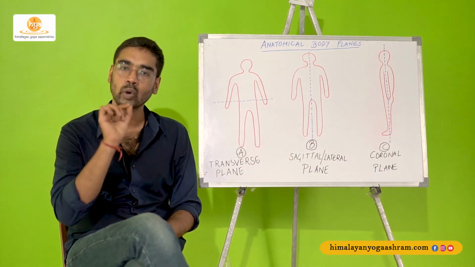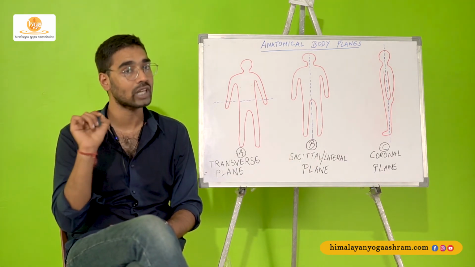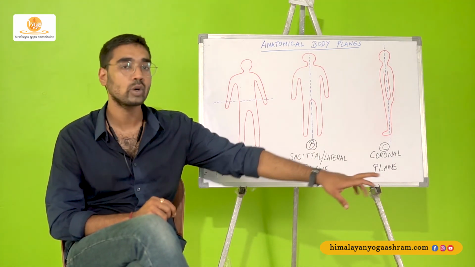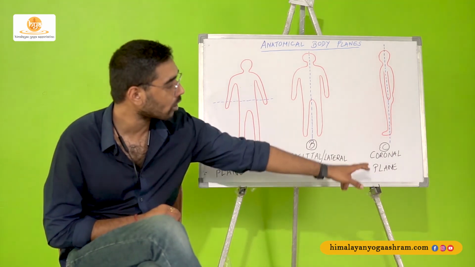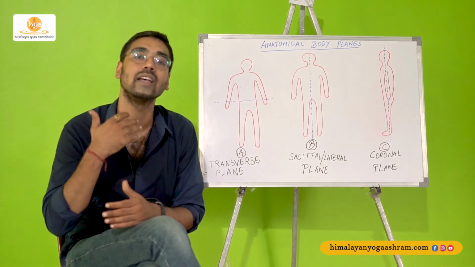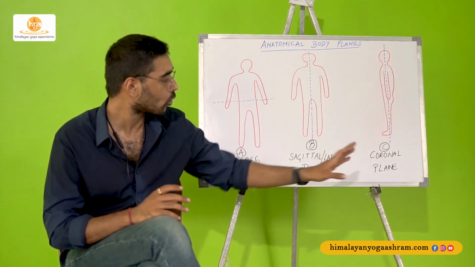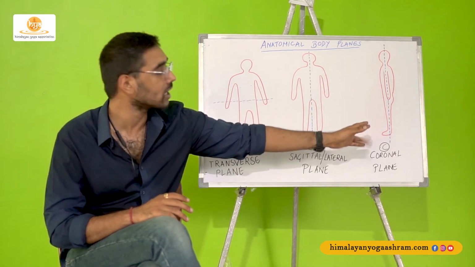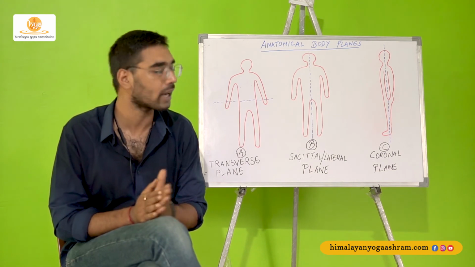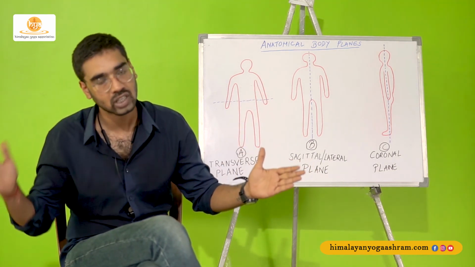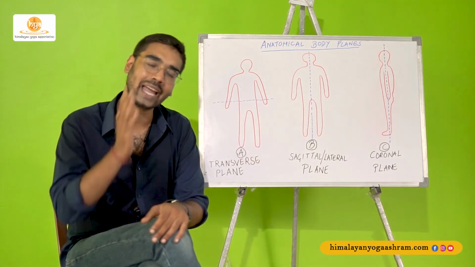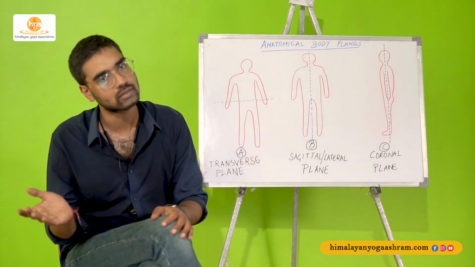There is one more aspect, or one more dimension, that needs to be discussed, which will clear out the whole concept of the human body. It is called the coronal plane. Coronal, or you can also call this the frontal plane. The coronal plane is the imaginary line which is dividing the body into front and back, or we can also say into anterior and posterior portions of the human body.